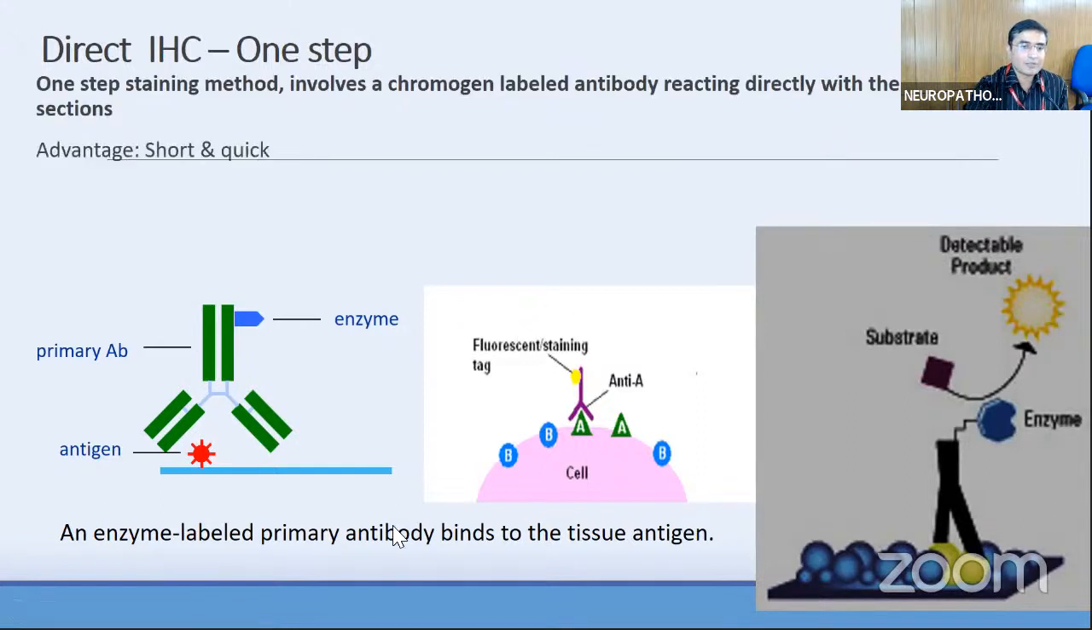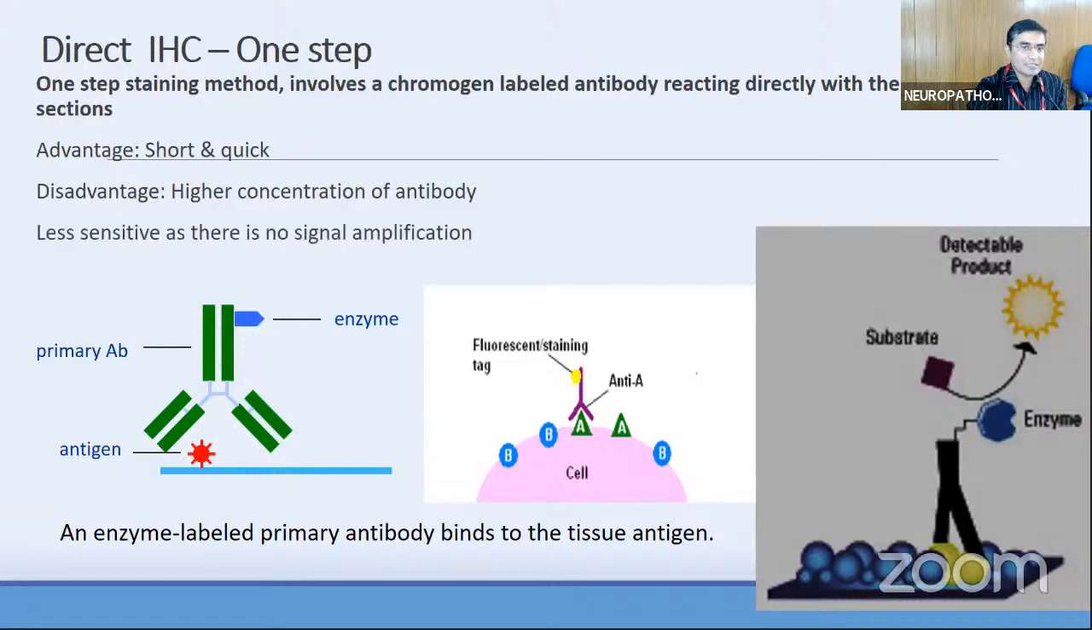The thing is that for one antigen, you're using only one antibody. So you had to use a lot of antibodies to improve the amplification or the signal. It was short and quick, which was an advantage, but it had the disadvantage of requiring a higher concentration of antibodies. It was less sensitive because the amplification signal used to be very, very weak.